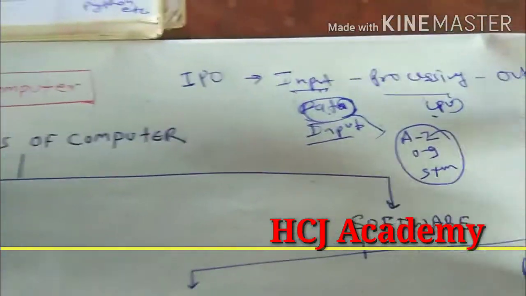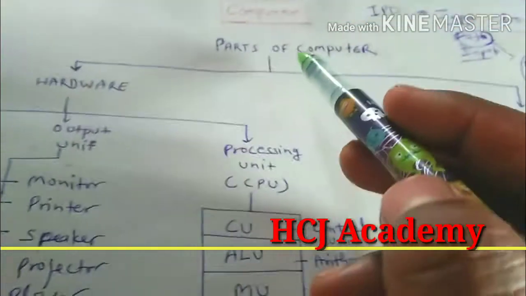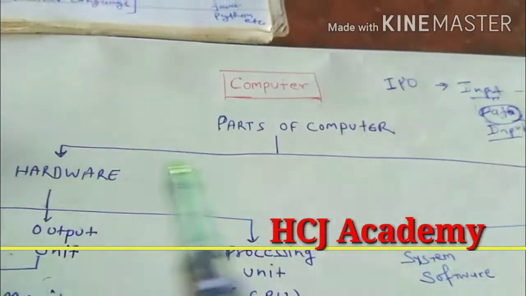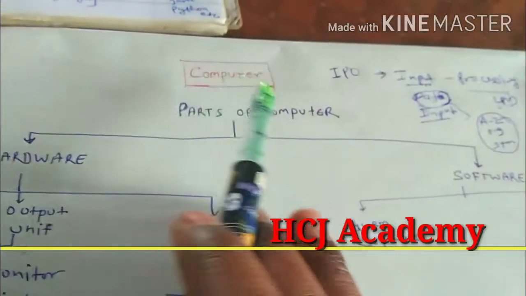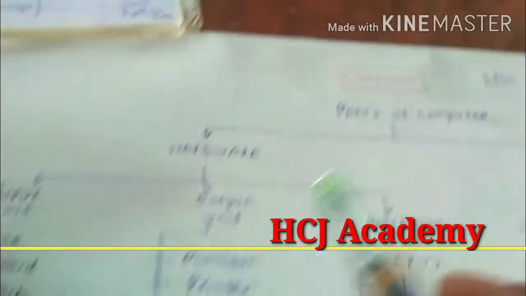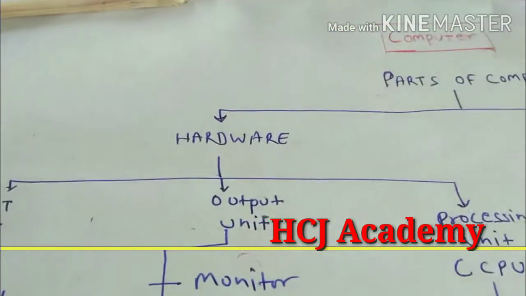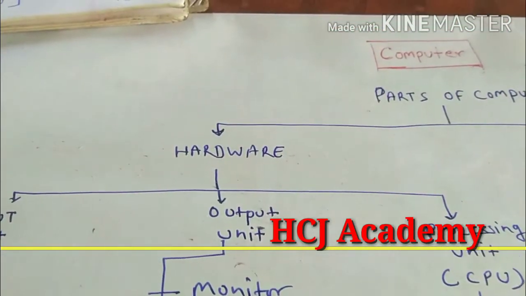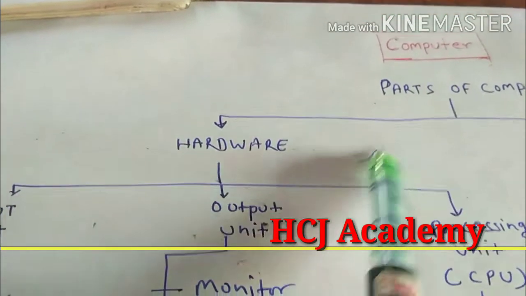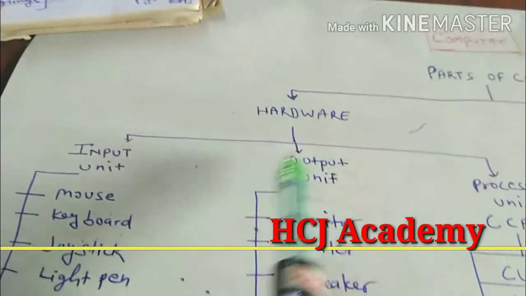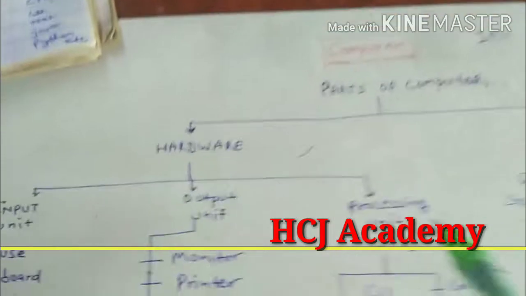Now, coming to the topic, parts of computer. We can classify the computer into two parts: one is hardware and one is software. Today I will explain hardware first. Hardware is those computer physical parts which can be seen and touched. We can further classify hardware into three parts: input unit, output unit and processing unit.